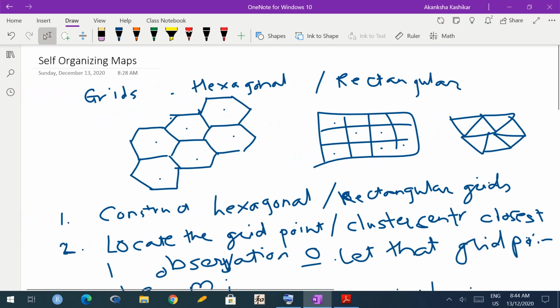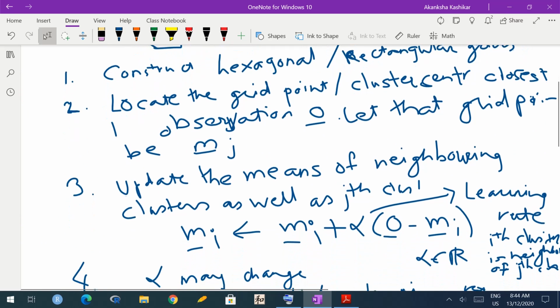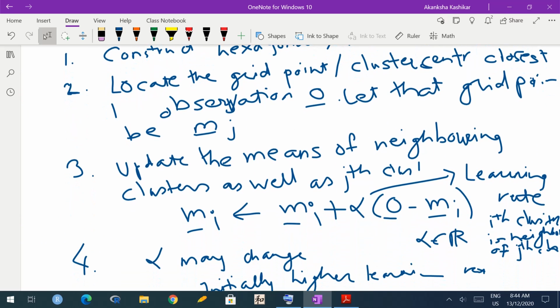And you go on repeating this process till you get convergence, that is, till all the observations are settled in one cluster, and this is nothing but self-organizing maps. So as you can see, it's another unsupervised learning algorithm which can be used for clustering. So we'll stop here. Thank you.